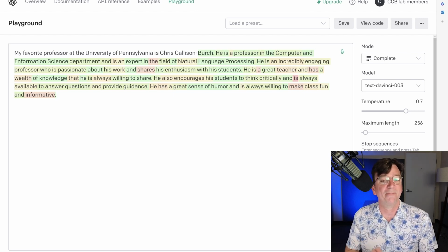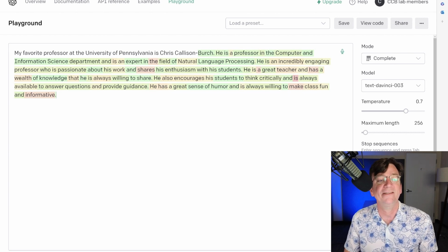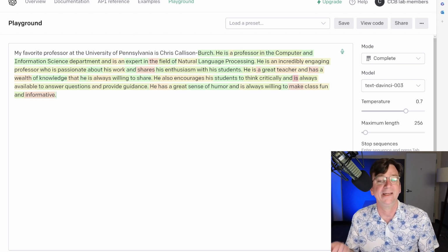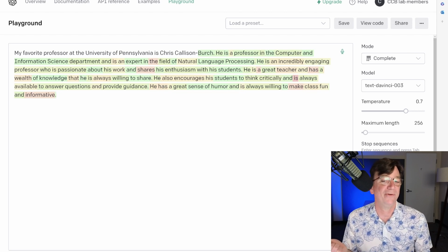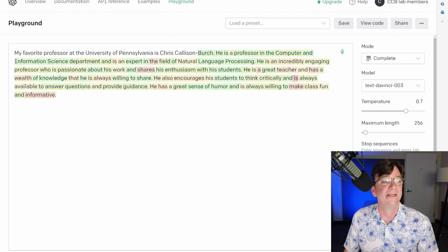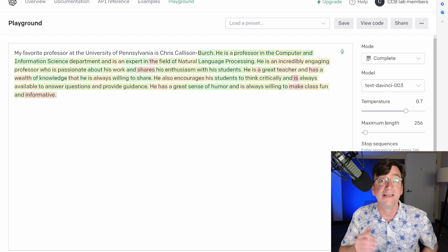It said, he's a professor in the Computer and Information Science Department and is an expert in the field of natural language processing. He's an incredibly engaging professor who's passionate about his work and shares his enthusiasm with his students. He's a great teacher and has a wealth of knowledge that he is always willing to share. He also encourages his students to think critically and is always available to answer questions and provide guidance. He has a great sense of humor and is always willing to make the class fun and informative. So it writes a complete student review for me, in large part because of the context that I gave it.